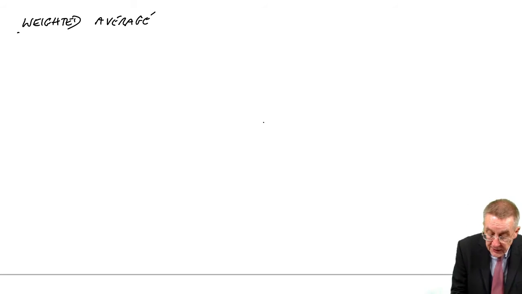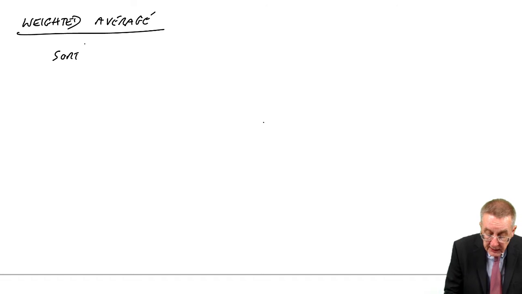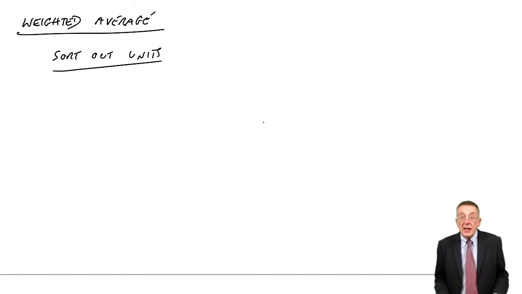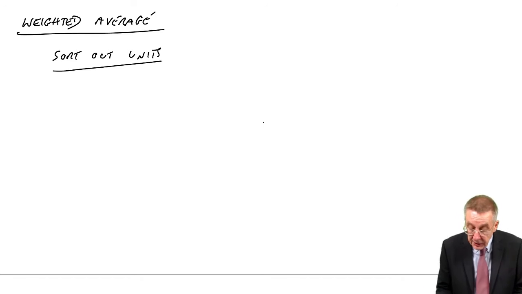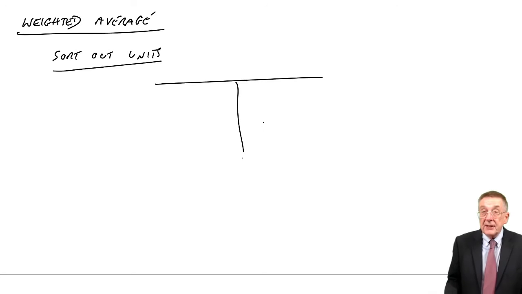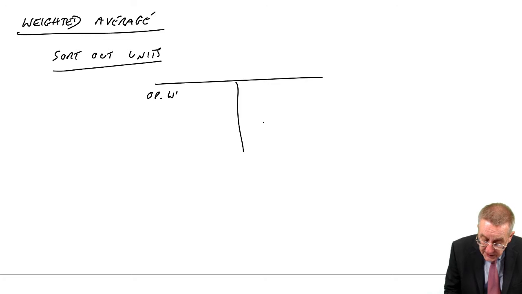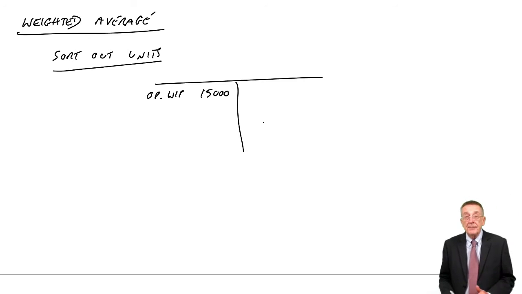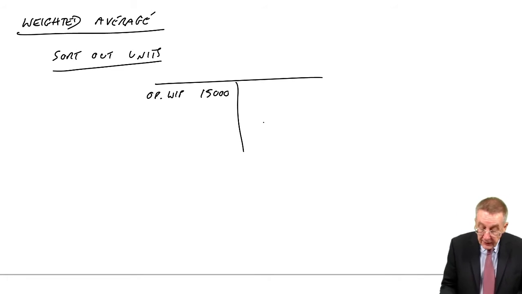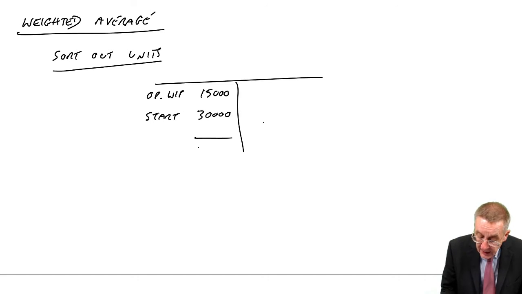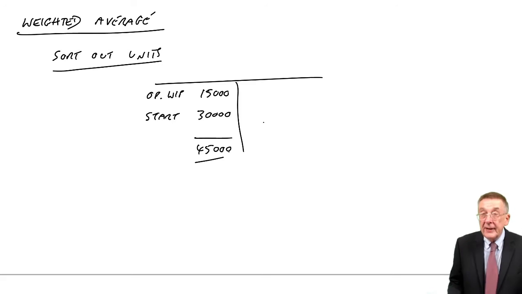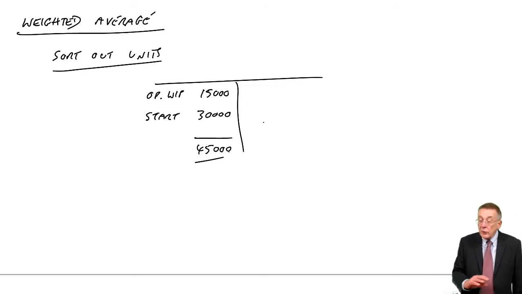Well, we start off very much the same as before. You must sort out what's happening to the units. I know we did it last time, but it may be a while since you watched the last lecture. And again, I always do a little quick workings T account. The opening work in progress, we already had 15,000 units sitting there. This month, in July, we started another 30,000. And so we were hoping to finish 45,000 units.